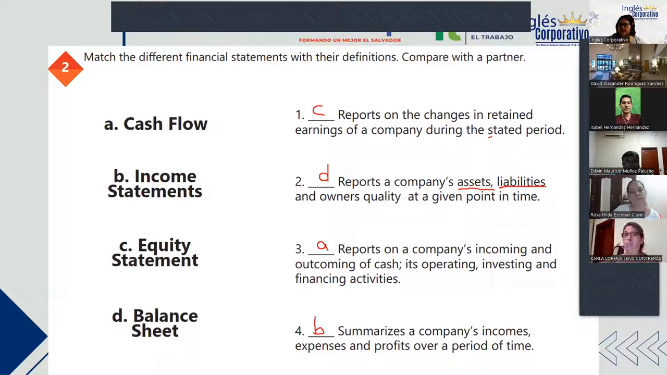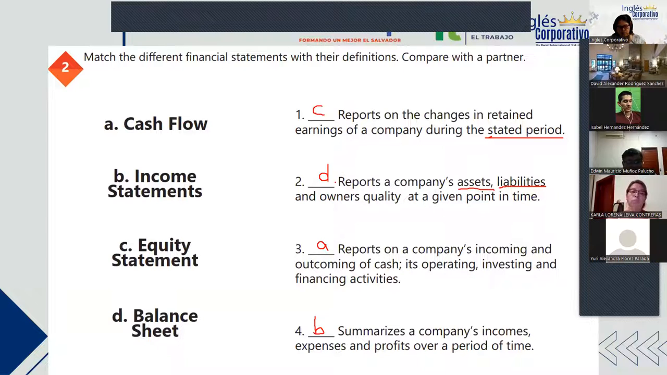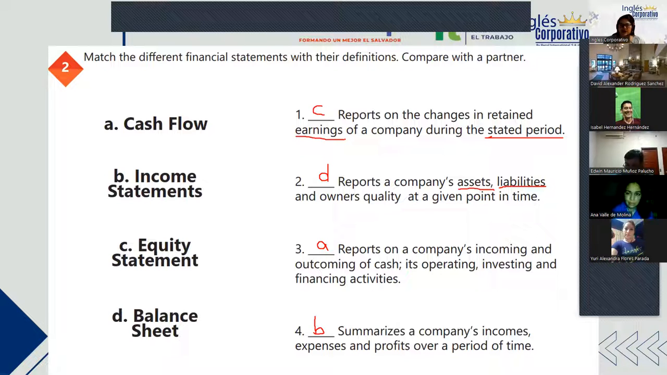Okay. Now let's see another question. What does it mean, the stated period? What can be the stated period? Can you repeat that, Judy? Earnings, teacher. Earnings. What is earnings? What does it mean, earnings? Ganancias. La ganancia es el profit, right? It's profits.